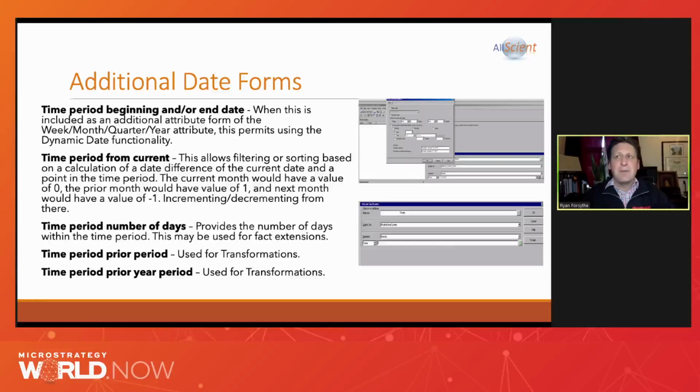Go ahead and add in the time period number of days. It gives you the number of days within the time period, maybe used for fact extensions or additional views to do some calculations for averages. Go ahead and put in the prior period and prior year period for our transformations. Let's just build some of those common things in there that we'll likely use. There's still more that I typically put in there, but these are the common ones across all time periods, whether it's a month, quarter, week, whatever, that I typically just include by default.